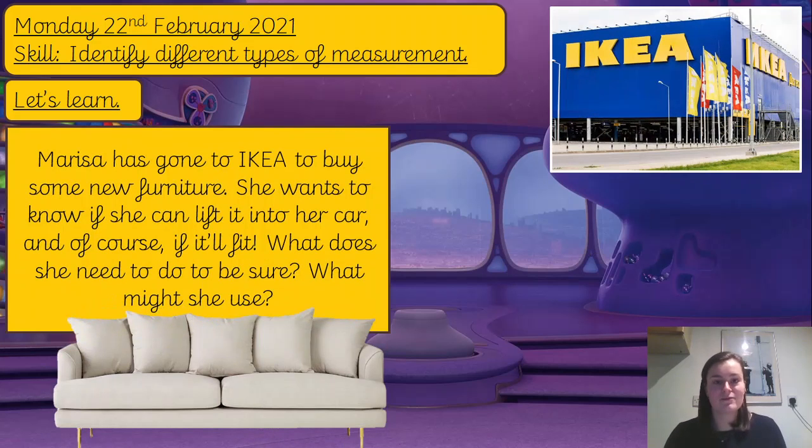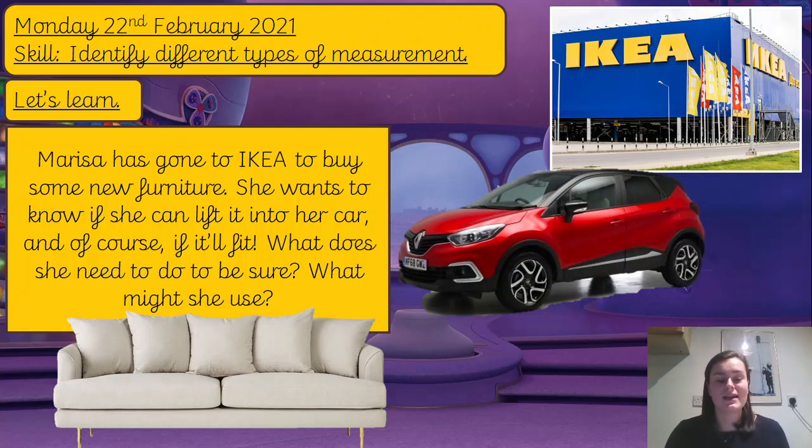Okay, so we're going to have a bit of a real life question here. So Marissa has gone to IKEA to buy some new furniture. She wants to know if she can lift it into her car and of course if it'll fit. What does she need to do to be sure and what might she use? Okay, so this might give you a little bit of an inkling of what we're going to be looking at in maths this term. But just pause the video and have a chat about what Marissa will need to do before she can buy any furniture in order to be able to be sure that she can get it into her car from the shop to get it home. Okay, pause the video, off you go.